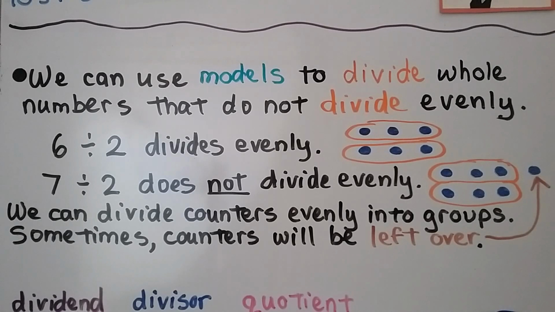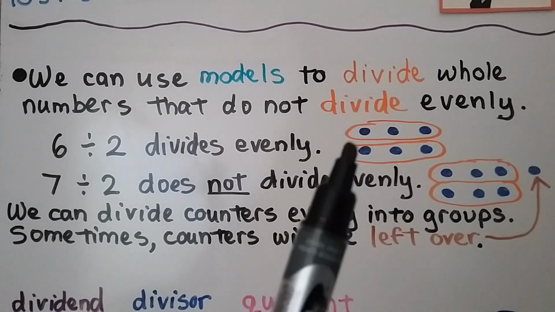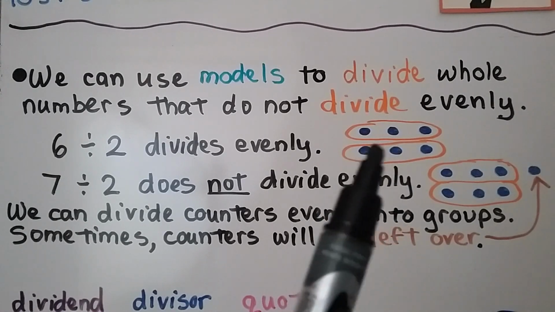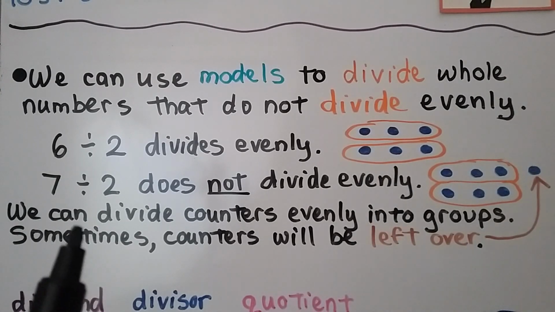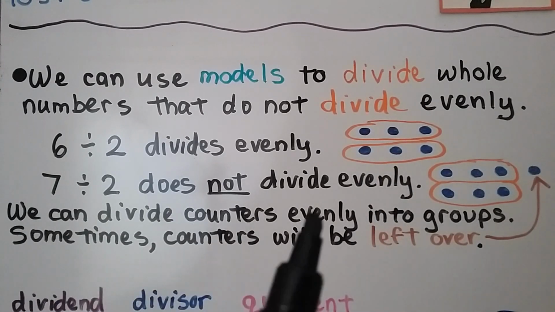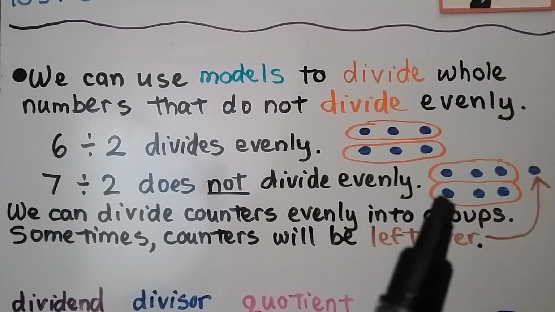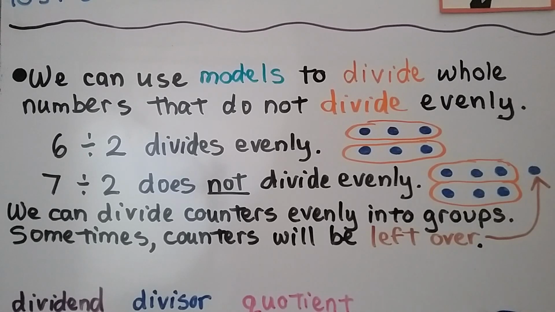6 divided by 2 divides evenly. We have 6 counters. We can put them into 2 groups evenly. 7 divided by 2 does not divide evenly. When we try to put 7 into 2 equal groups, we end up with 1 left over. We can divide counters evenly into groups. Sometimes counters will be left over.